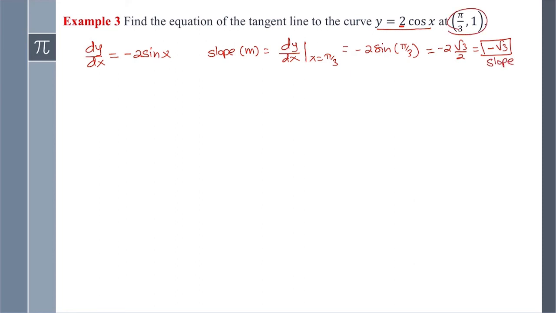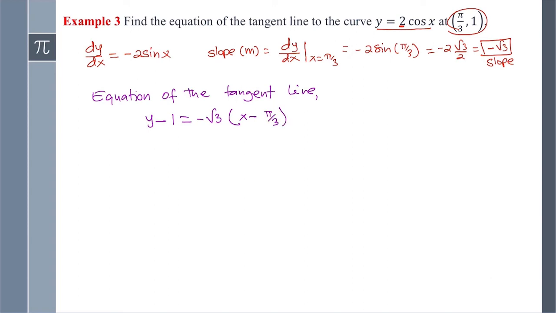Now we have a point, we have a slope, so we'll go ahead and find the equation of the tangent line. So the equation of the tangent line is given by y minus y1 equals m, the slope, which is negative square root of 3, times x minus x1, which is pi over 3.